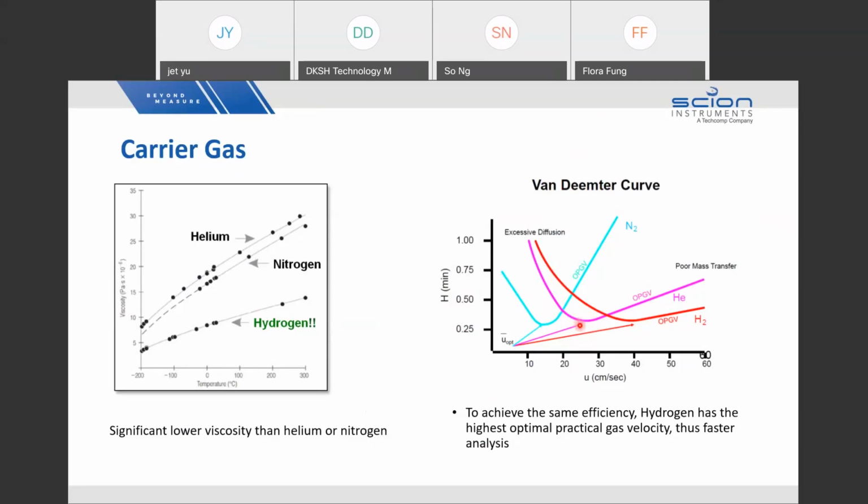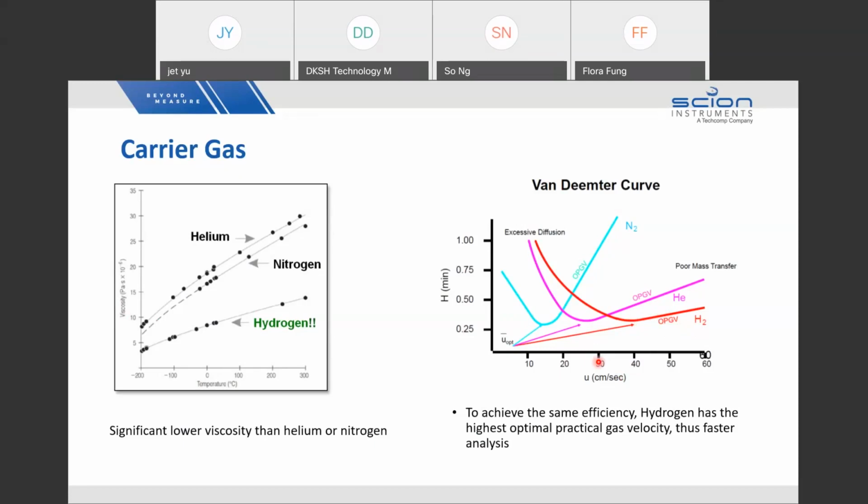It's faster, right? It's 2 times. But you look at hydrogen, even faster. Even as you increase the hydrogen velocity, the optimum is 40, but you are able to increase up to 50 without much sacrifice of efficiency. So leaving other factors aside, based on these curves, hydrogen is the best.